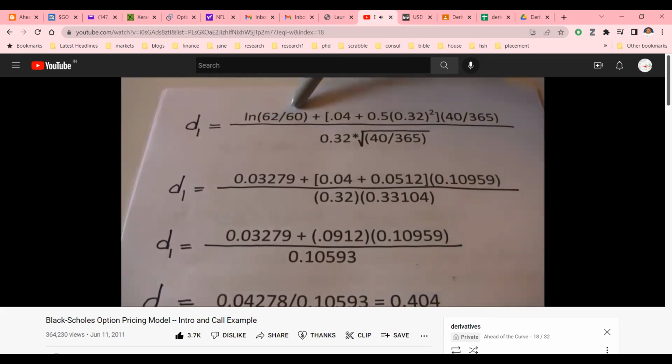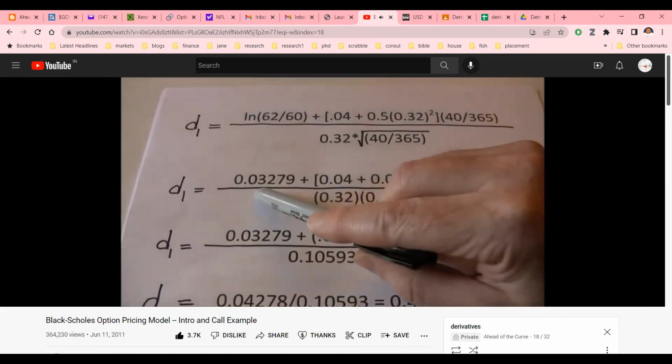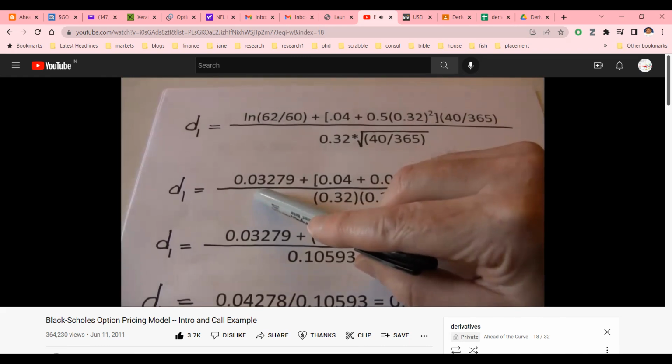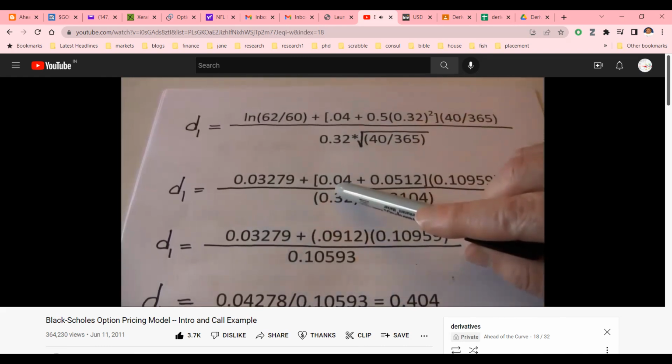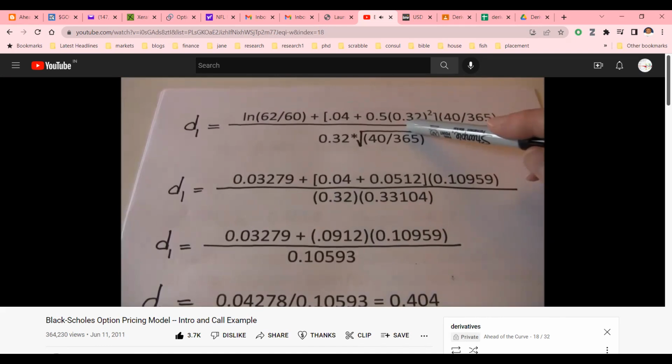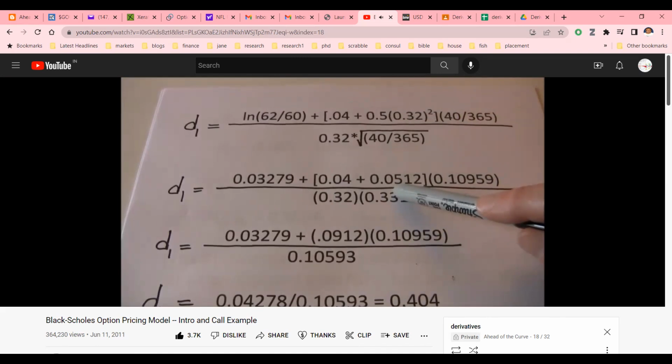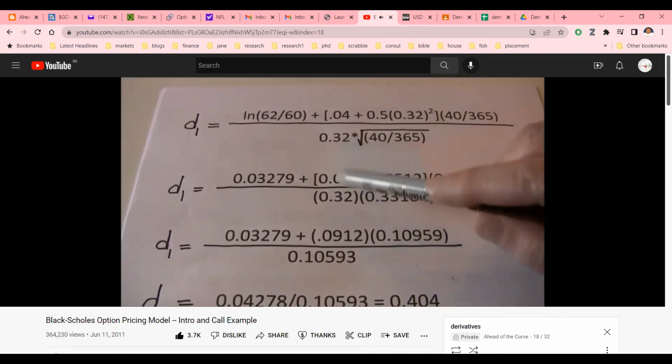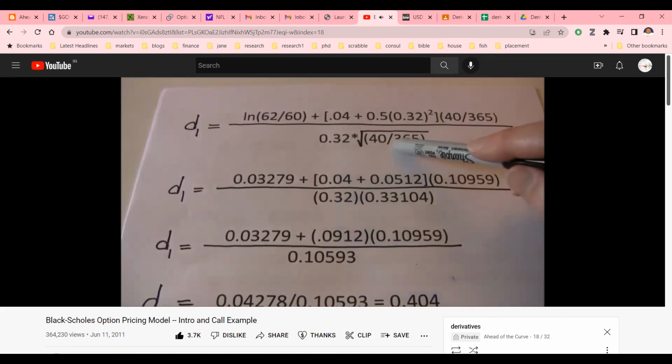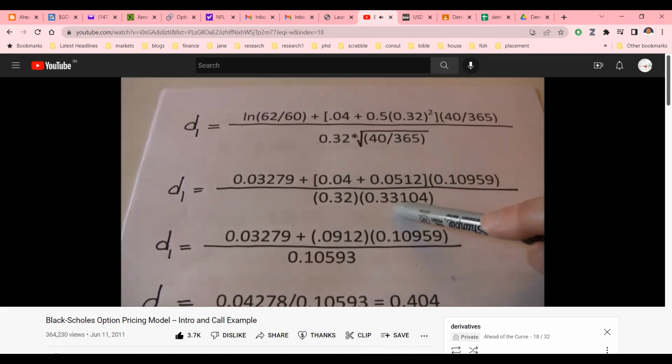Take 62 divided by 60, press the natural log button on your calculator, and you'll come up with 0.03279. 0.04, just carry down. 0.32 squared times 0.5 gives us 0.0512. And 40 divided by 365 is going to give us 0.10959. Now 0.32, 40 divided by 365, take the square root, gives us 0.33104.